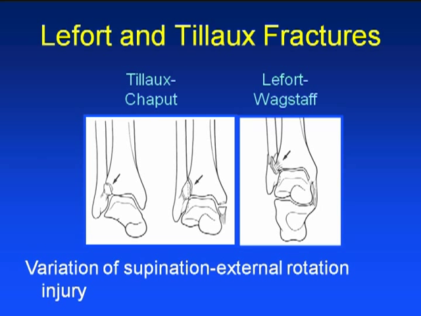Now, if you tear the anterior tibio-fibular ligament at the tibial tubercle, you end up with something called a Tillaux fracture. If you want to be of the centimeter variety, you call it the Tillaux-Chaput fracture. You can also get the opposite of that, and you end up with something called a Lefort fracture. If you're not talking about the face, you can call it the Lefort-Wagstaff fracture. And so these are variations that come into play when you see them.